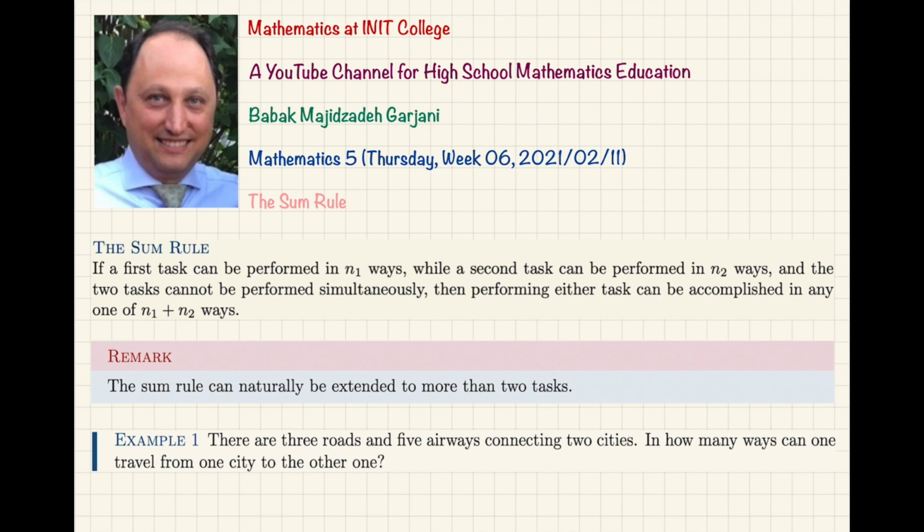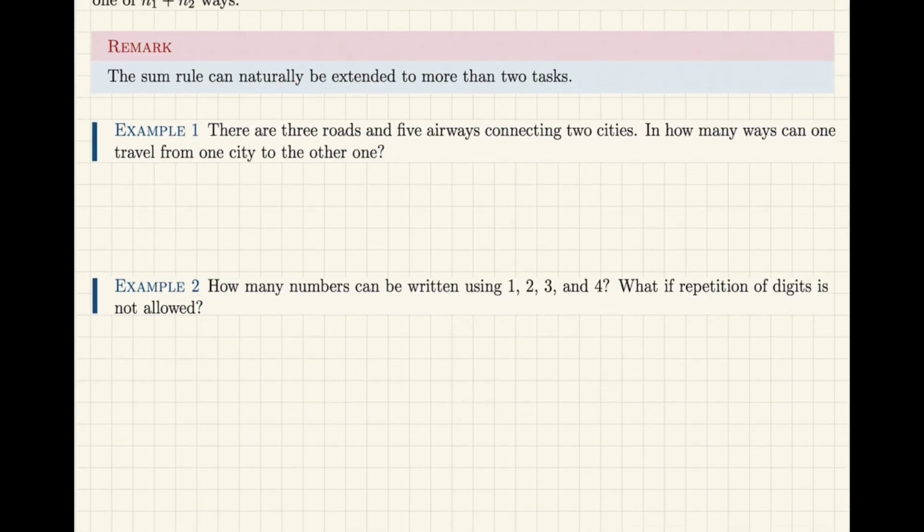Instead of talking, let me just start with a very simple problem. There are 3 roads and 5 airways connecting 2 cities. In how many ways can one travel from one city to the other one?